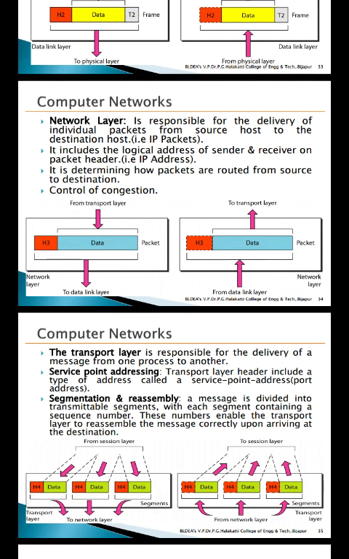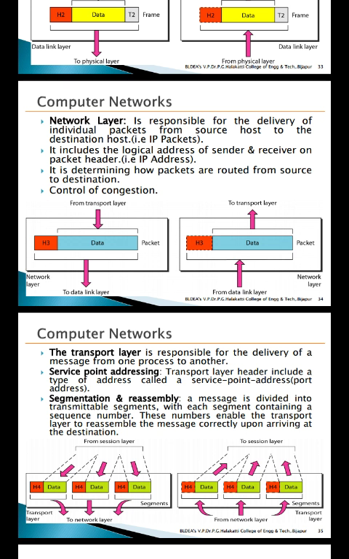The next one is the job done by the network layer. Network layer is responsible for the delivery of the individual packets from source host to the destination host. Each packet is going to consist of an address in the header. That address is going to contain the IP address, called the internet protocol address. This address is unique throughout the network, so this is called a logical address.